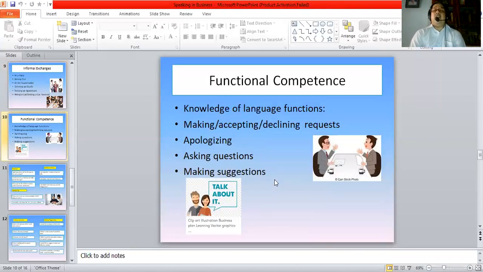Functional competence involves the knowledge of the language functions, like making or accepting requests, declining requests to people, apologizing, asking questions, giving suggestions. You have to know what sort of language to use when you are saying all this. And of course, saying all this is very, very important.